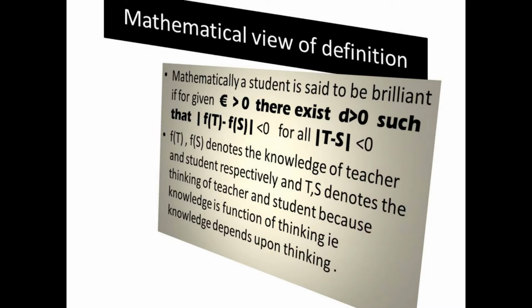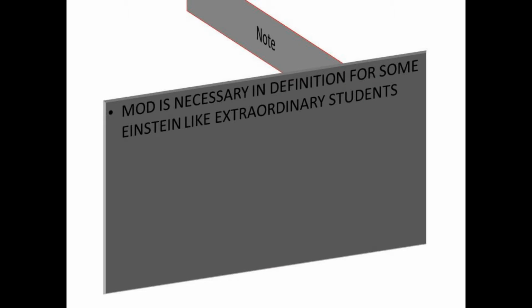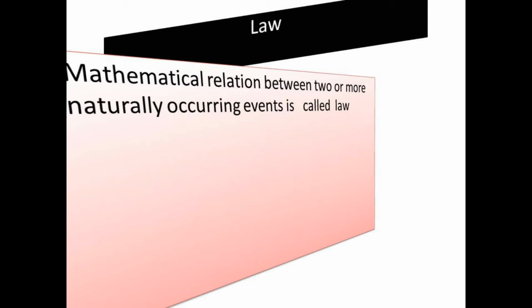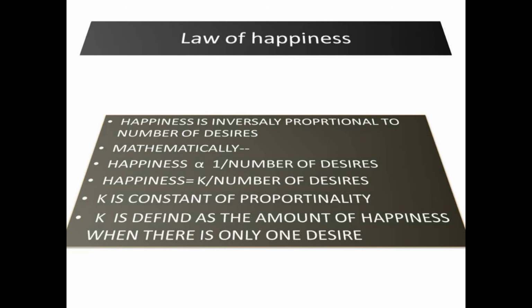Next is the definition of definition. Most of the people don't know what is definition. They just define most of the things in science. So this is the basic philosophical definition of definition: the explanation of unknown things from the knowledge of known things is called definition. Here, I will give you an example by defining who is a brilliant student. A student is said to be brilliant if the difference in knowledge of teacher and student is very small, and the difference in thinking of student and teacher is very small.